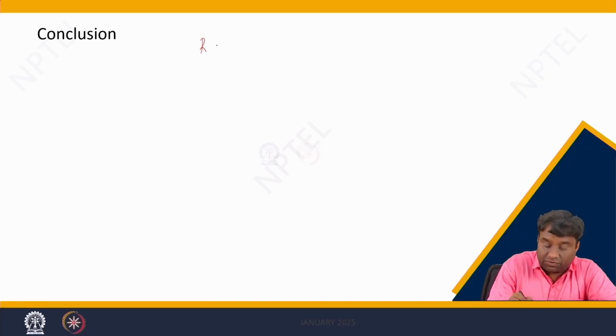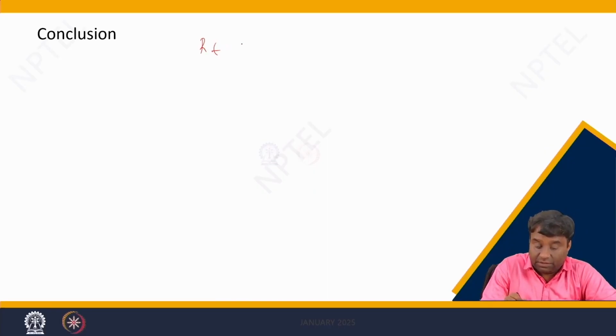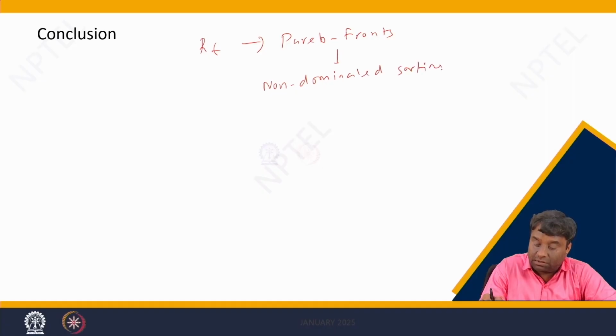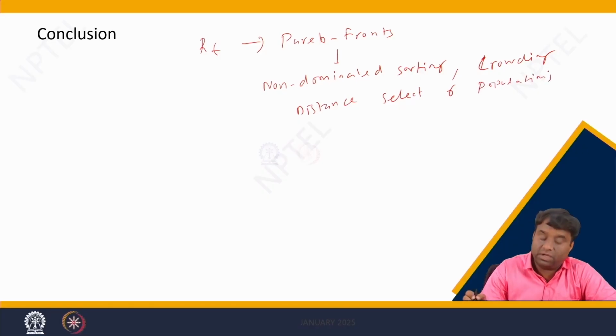From this we got RT, so before the conclusion just try to understand these things. From RT you will try to find the Pareto fronts and then apply non-dominated sorting, then apply the crowding distance mechanism, and select 6 populations. So do this work.